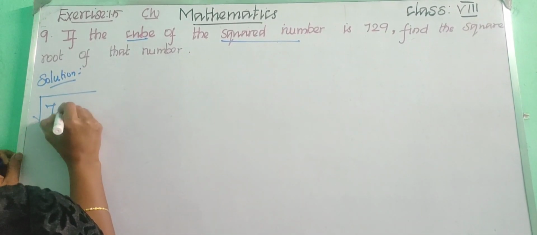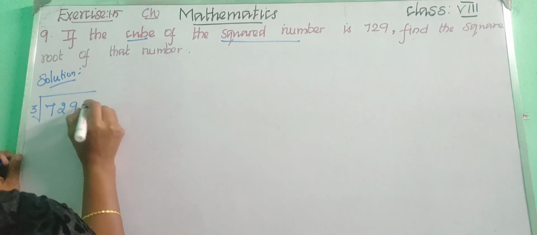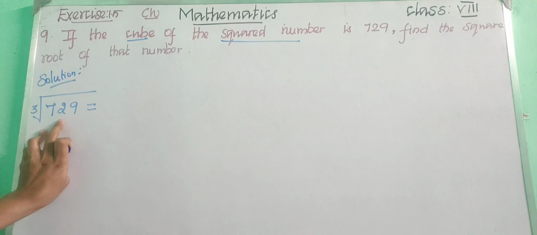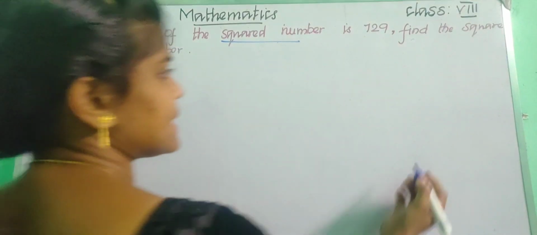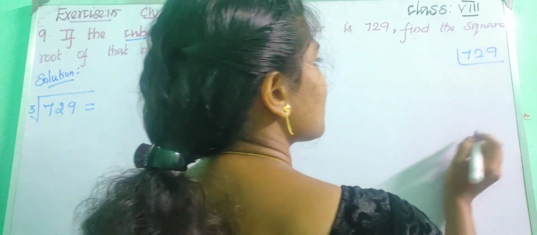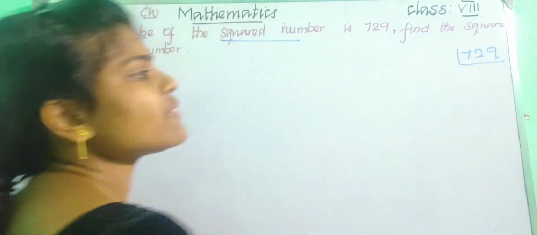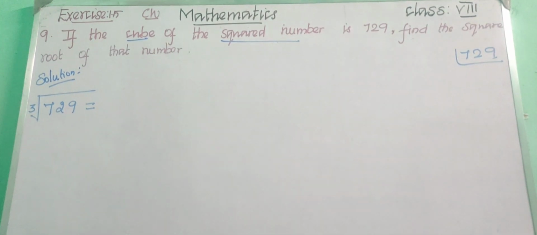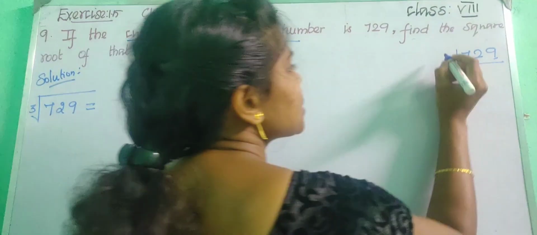See, 729. Okay, the cube root of 729 we are going to find. Let us find the cube root by using the prime factorization method. Okay, children, see, 729. In the units place we are having 9, so we can use the prime number 3. So put 3.